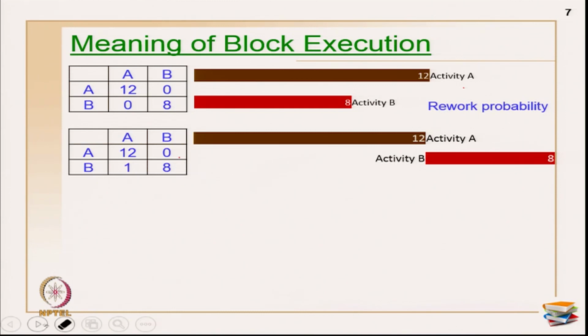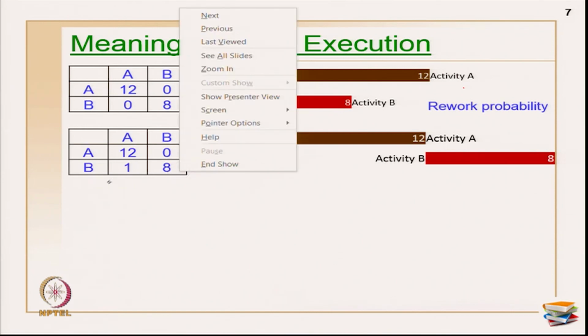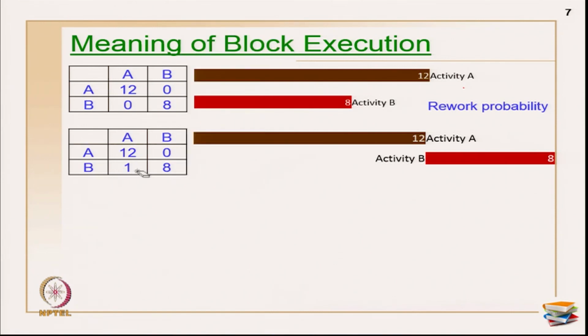Okay. So, now let us go through with this. Okay. So, now I am having an activity A, activity B here. Now, the duration for A is 12, duration for B is 8. Okay. And I have given a rework probability of 1 here and 0 here. So, how does this actually evaluate?